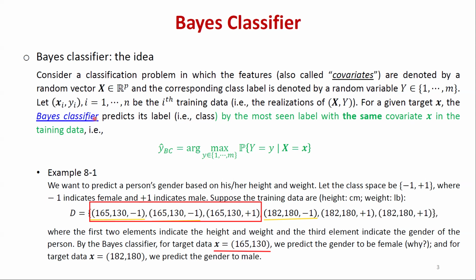So that's the Bayes classifier, meaning that I need to find, in the training data, the data with exactly the same X. Here, for example, exactly the height and weight must be 165, 130. And then I will check the label. Which label is the most common, the most seen label in my training data? So I'm going to classify the target data to be that class. That's it. Simple, direct, nice, right?